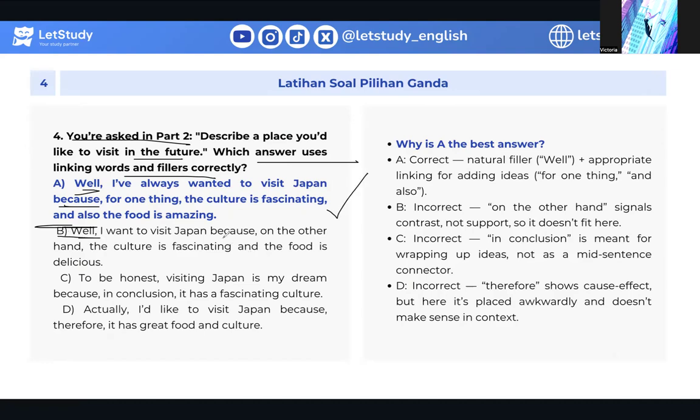B. Well, I want to visit Japan because, on the other hand, the culture is fascinating and the food is delicious. B itu salah karena "on the other hand" is used to contrast, padahal ini kan mau introduce idea. C. To be honest, visiting Japan is my dream because, in conclusion, it has a fascinating culture. Again, the use of conclusion atau summary itu salah. Padahal ini kan seharusnya introduksi kan. D. Actually, I like to visit Japan because, therefore, it has great food and culture. Again, the use of "therefore" itu salah.